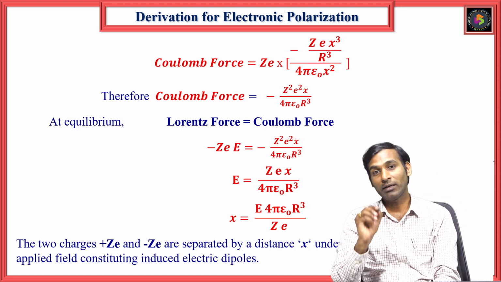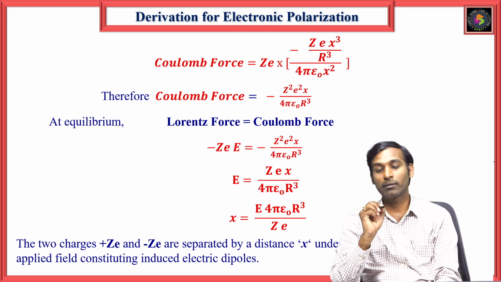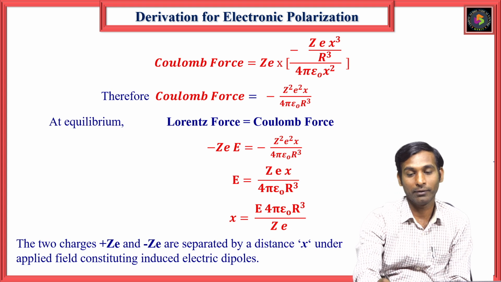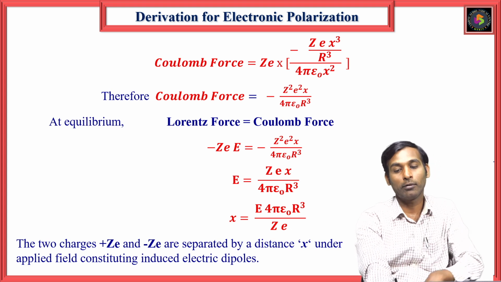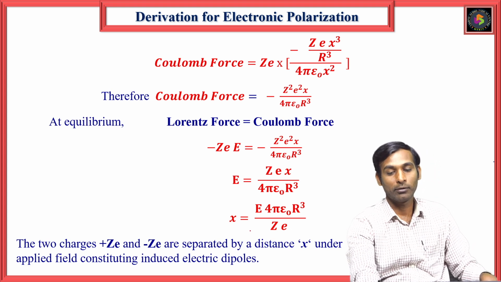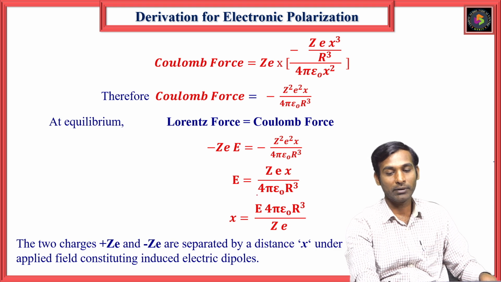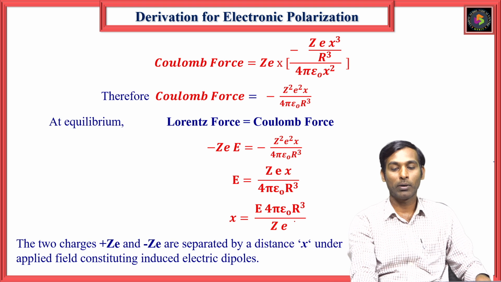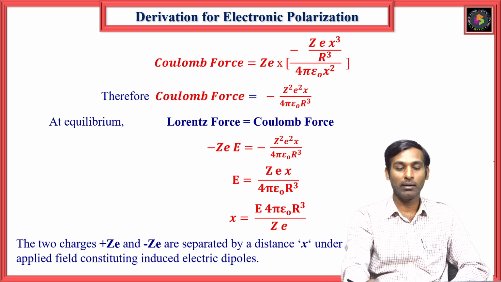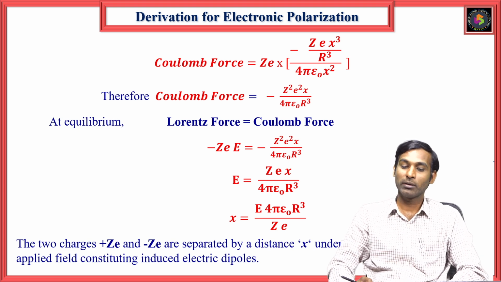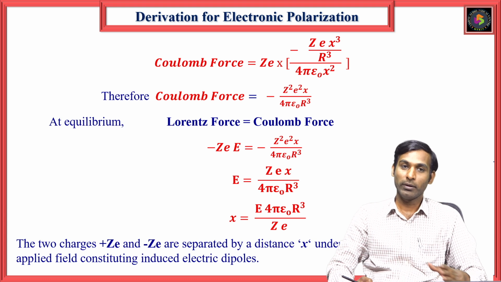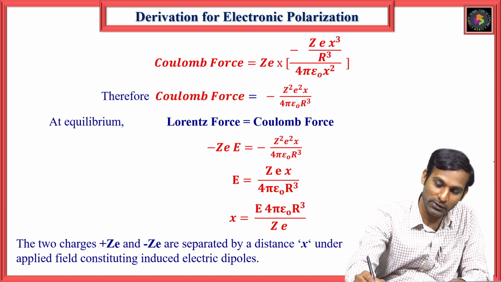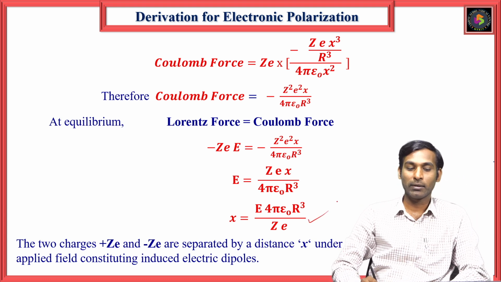Now we can write the displacement, that is x. We can find out x, right? So x can be written as, do it here, cross multiplication. We will get the exact equation for the electronic polarizability. So here x is the applied field constituting the induced dipole moment. So here we will get one equation, that is x, the displacement under the applied electric field.